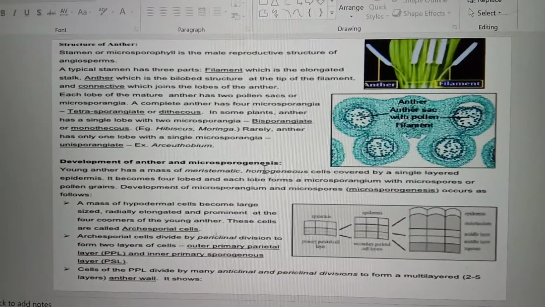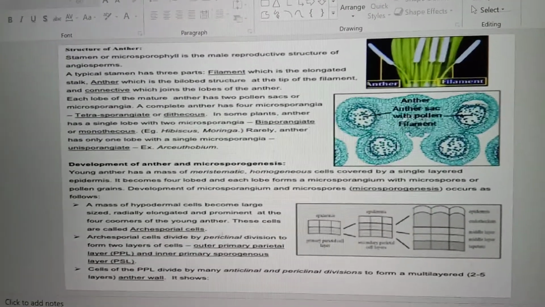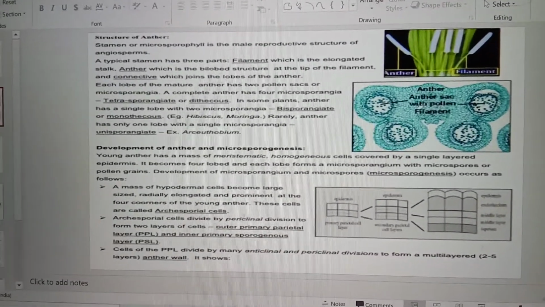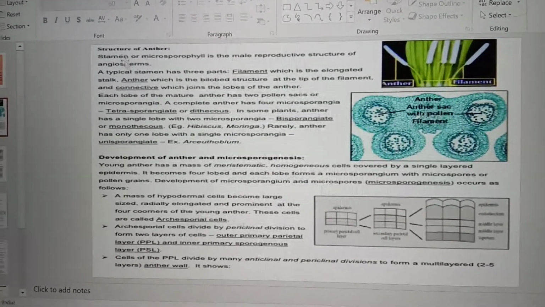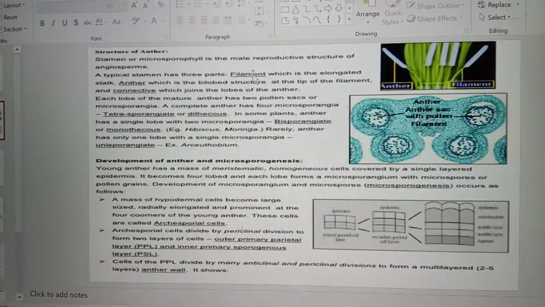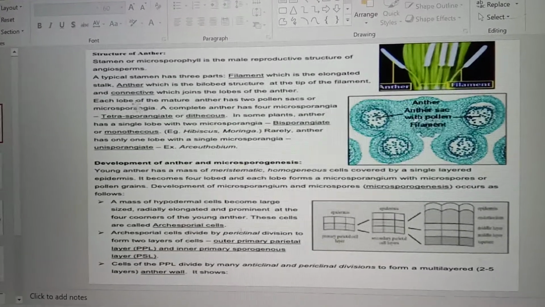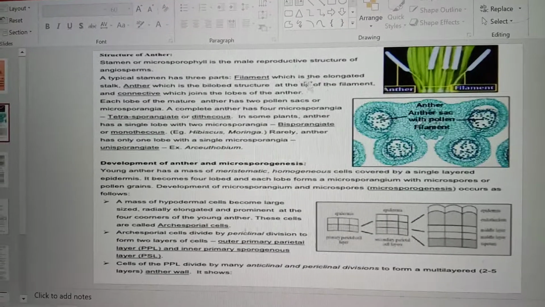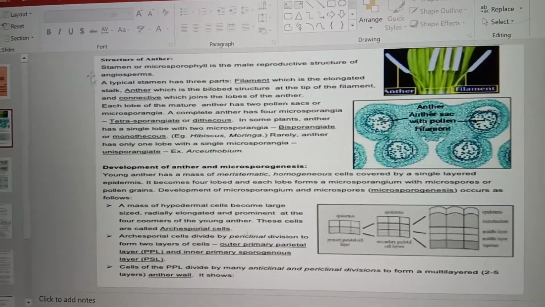So first of all we will discuss the structure of the anther. Stamens or the microsporophyll, that is the male reproductive structure of the angiospermic plants, and a typical stamen is made up of three parts. First part is the filament, which is an elongated tube-like structure, and the anther, which is bilobed and attached at the tip of the filament, and the connective, which joins the lobes of the anther.